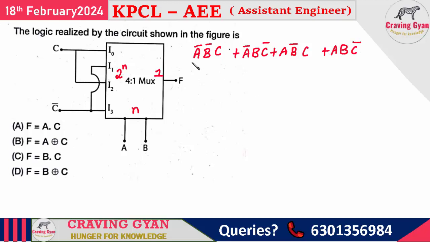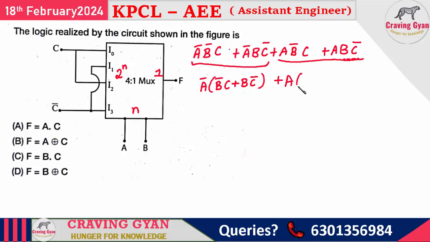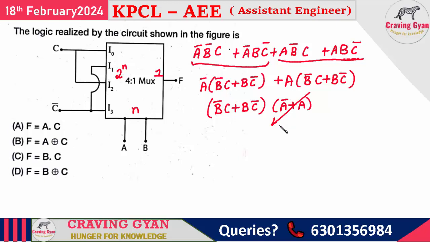Now, in the first two terms, you take A bar as common. If I take A bar as common, it is B bar C plus B C bar. In the next set of terms, I am going to take A as common. So I am left with B bar C plus B C bar. Now, among these two terms, I am going to take B bar C plus B C bar as common, which leaves A bar plus A. What is A bar plus A? It is equal to 1.